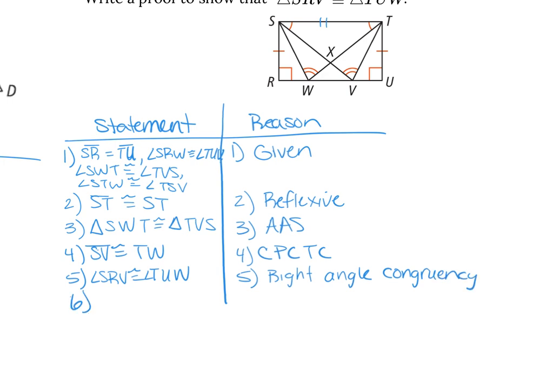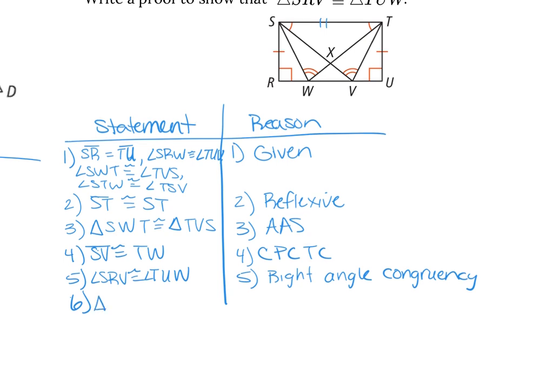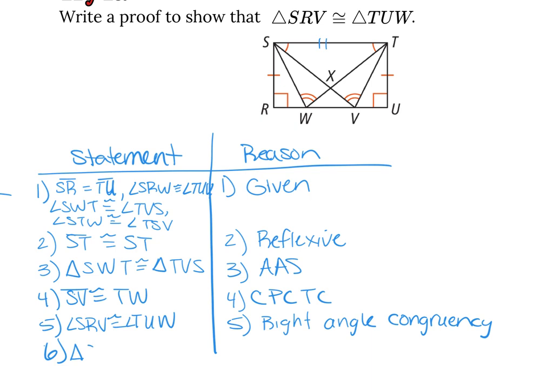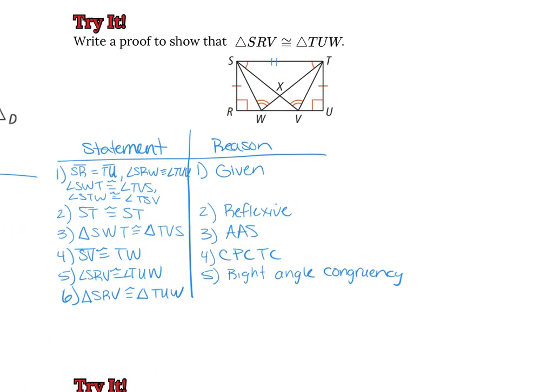And then finally, I can prove triangle SRV is congruent to triangle TUW. And that would be through hypotenuse leg, because we just proved the right angles were congruent.